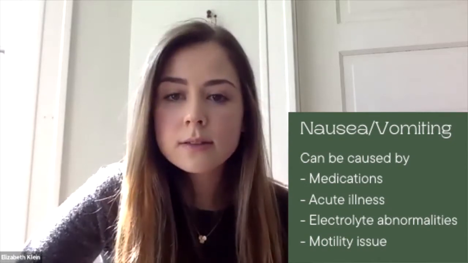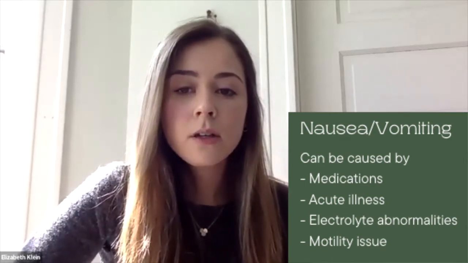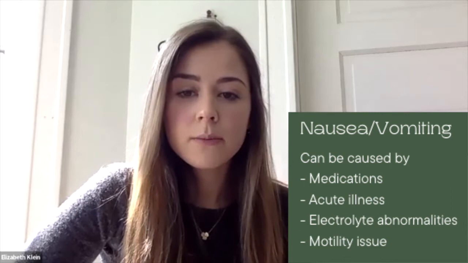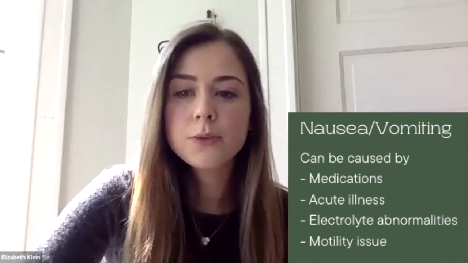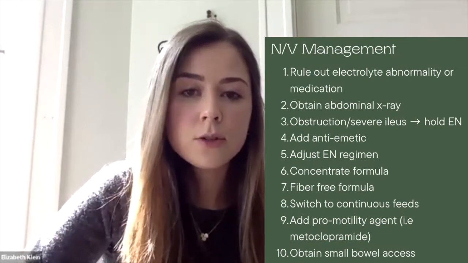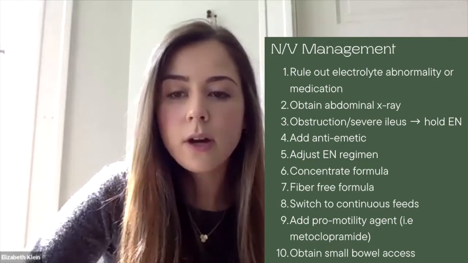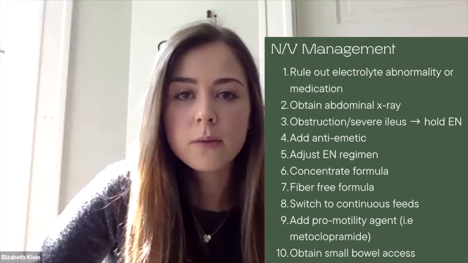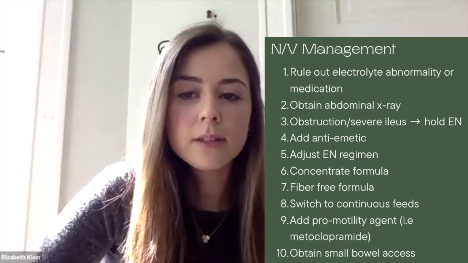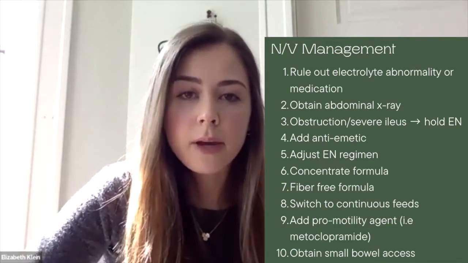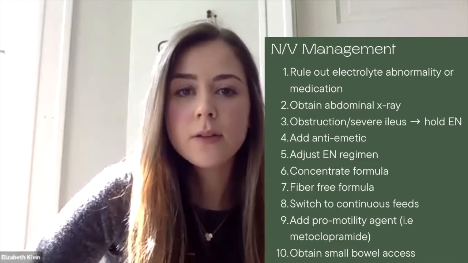So some causes could be medications. It could be an acute illness, infection. Electrolyte abnormalities can also cause some nausea and vomiting, as well as motility issues. And so when a patient's getting tube feeds and they're feeling nauseous, they're vomiting, the first thing we want to look at is their labs, right? We want to see, do they have any electrolyte abnormalities? Let's provide fluids and electrolytes to get that back within the normal range, and then see if the patient's feeling better.